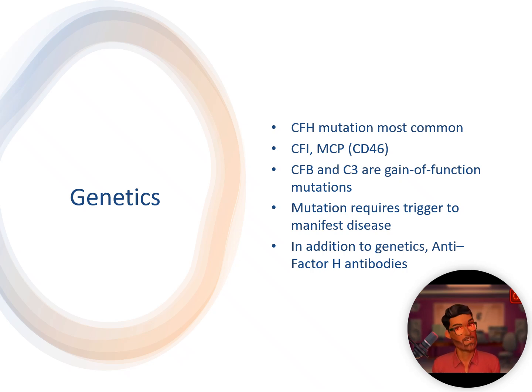Oftentimes, the mutation is triggered by an infection. So, for example, we discussed in the TMA lecture about aHUS and diarrhea. A patient may also have diarrhea in atypical aHUS, typically not bloody, but something to be aware of. Antibodies to factor H may also occur in slightly older children. So when we do testing, we also have to test for both genetics as well as antibodies.